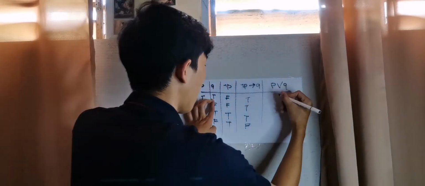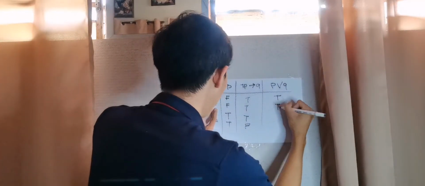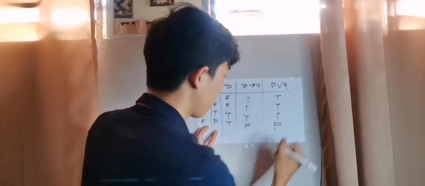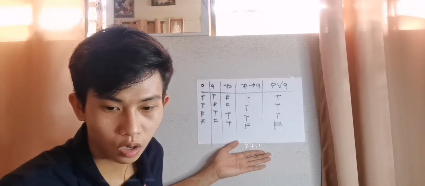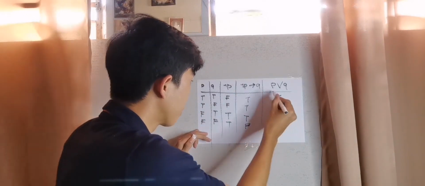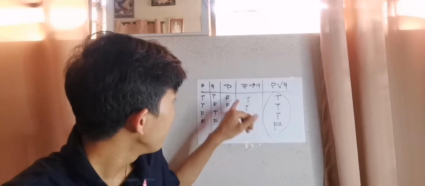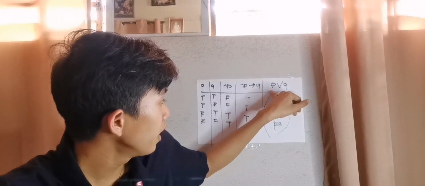P or Q, so the answer is true. True, and the answer is true. The answer is true. Then false, false, our answer is false. So in the truth table shown here, the last two columns have the exact same truth values. Therefore, the statement negation of P implies Q is logically equivalent to the statement P or Q.